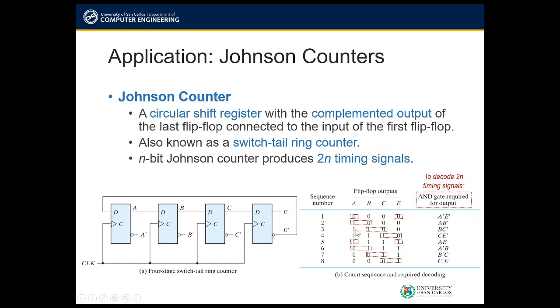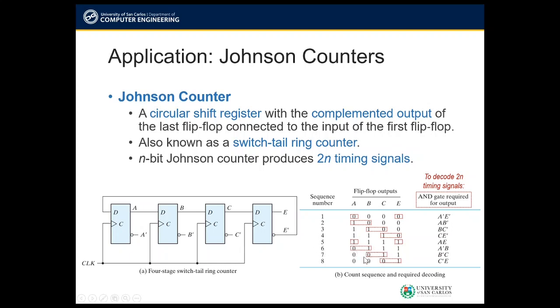On the next clock pulse, this now becomes 1, 1, 1, 0. So here sequence 4, 1, 1, 1, 0. On the next clock pulse, this is now all ones, 1, 1, 1, 1, shown here in sequence number 5. Now, since we have here the last output as 1, E is equal to 1, then E prime must be 0. So on the 6th sequence, we are shifting in 0 into our Johnson counter. So this is now 0, 1, 1, 1, shown here in sequence 6.